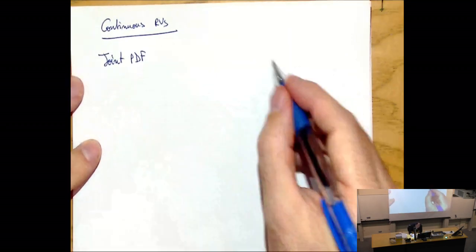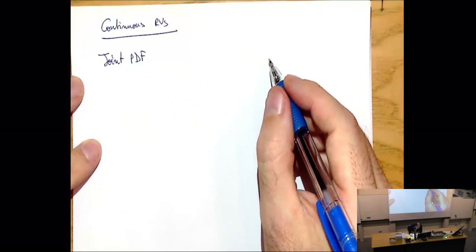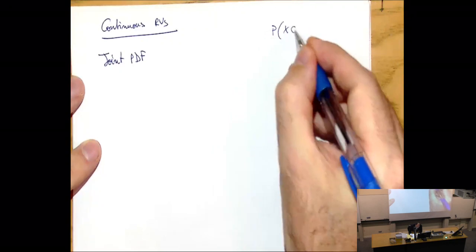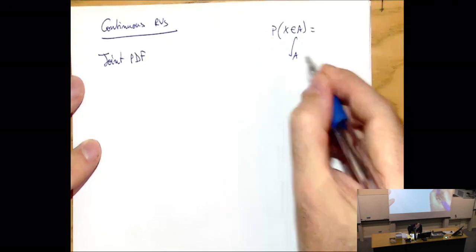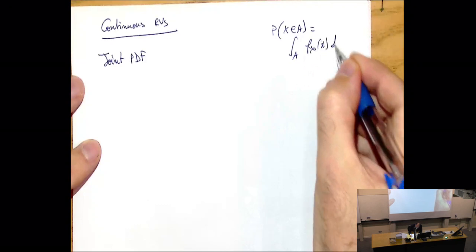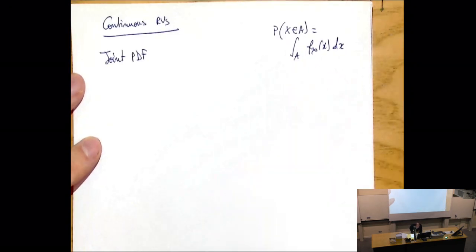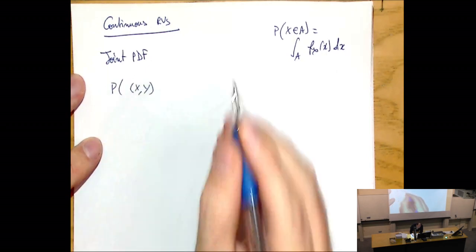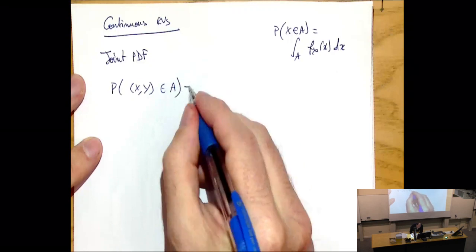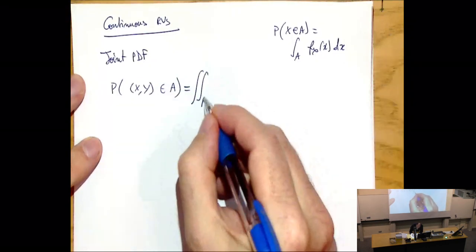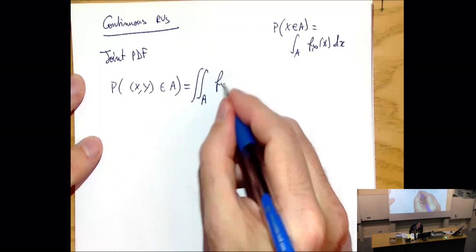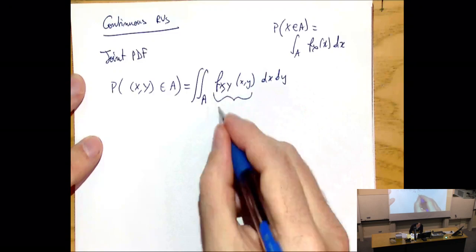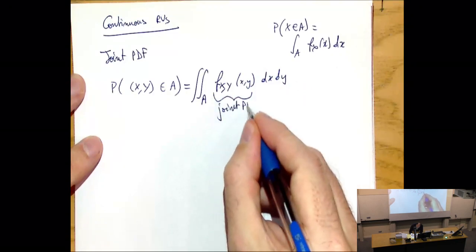If I'm looking at a certain domain A, with a single random variable we had the following: the probability is the integral over A of the PDF of x. Now, when I have multiple random variables, the probability that this pair x, y belongs to a certain domain A will be a double integral over this domain A of a certain quantity here, and this quantity is called the joint probability density function.